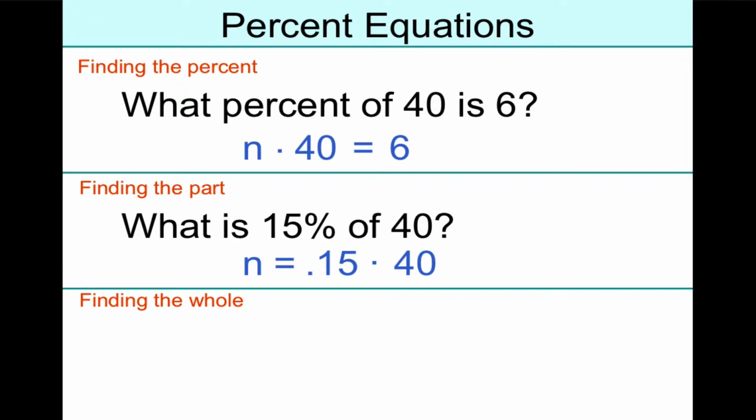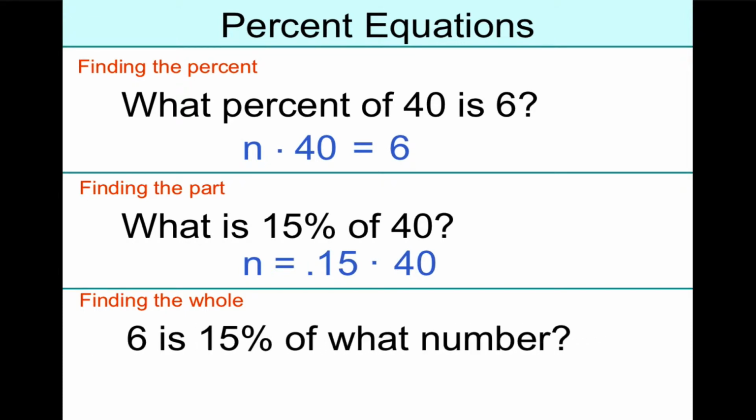Finding the whole. 6 is 15% of what number? So we copy the 6. Is means equals. 15% is the decimal point 15 of times what number? The variable. Again, a one-step equation which we would then solve. So this was practice of just translating from English into Mathish.